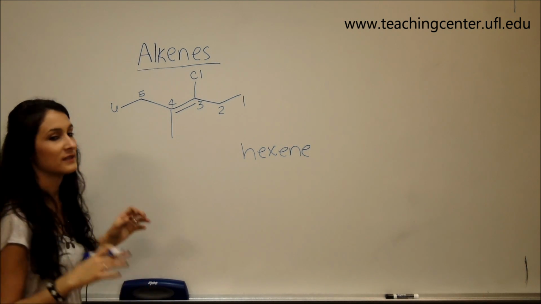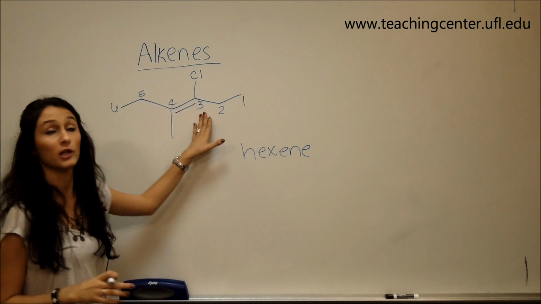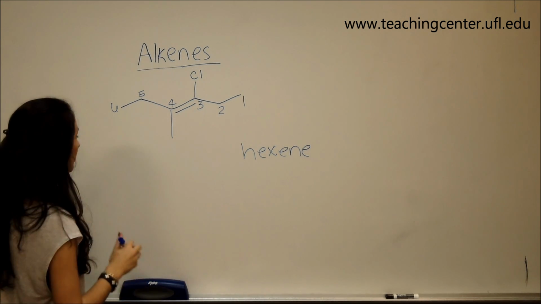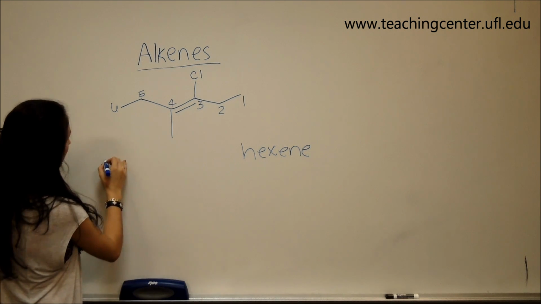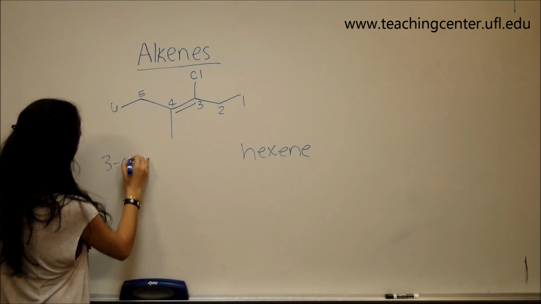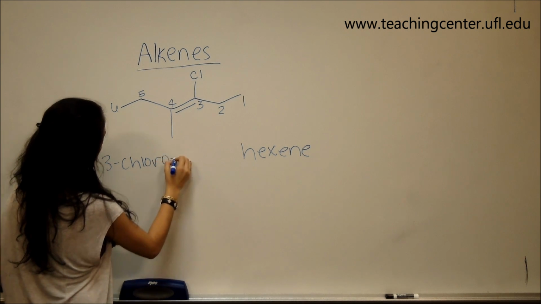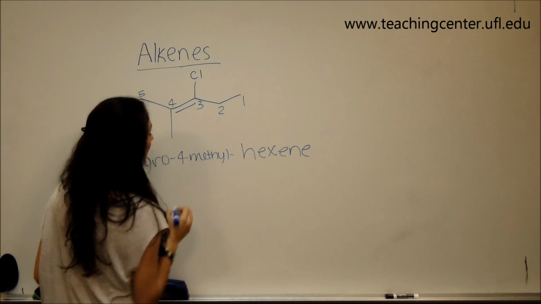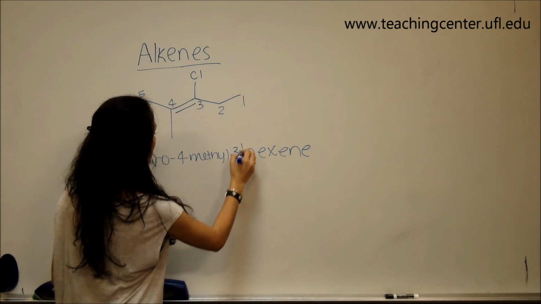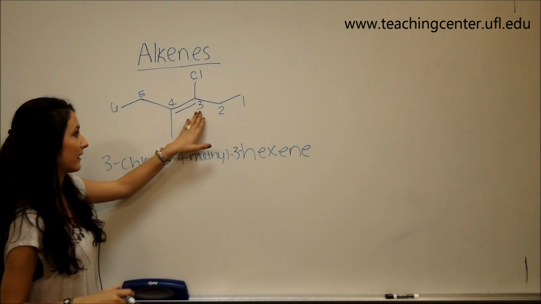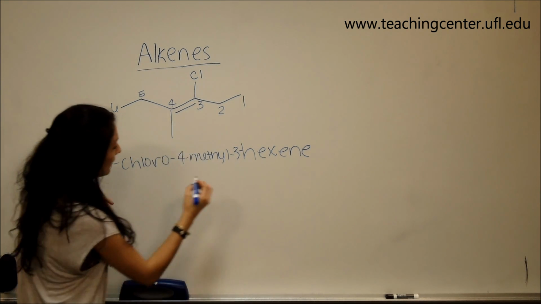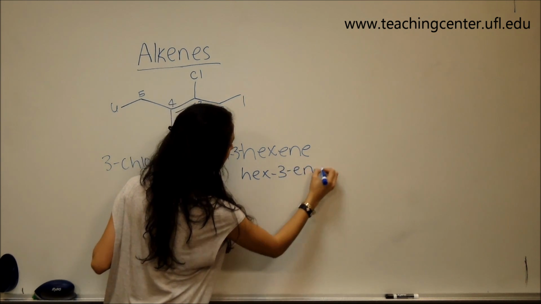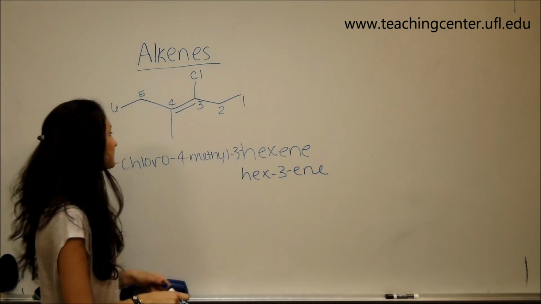Okay, now we have to deal with the substituents. So we have a chloro group on carbon 3 and a methyl group on carbon 4. So we're going to say 3-chloro, 4-methyl, and then I'm going to write 3-hexene because that's where the location of the double bond is. You might also see this as hex-3-ene. Either one of them would be correct.